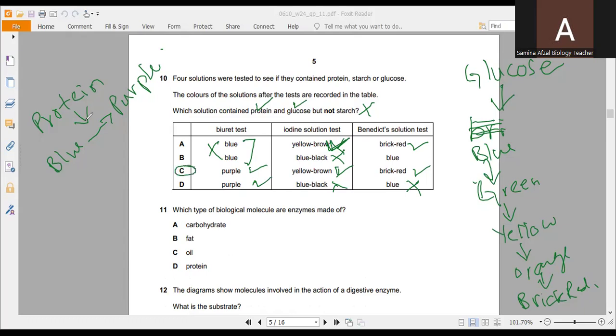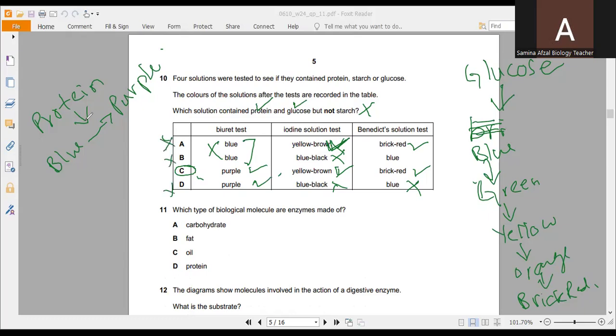Because according to the question, protein should be present. So the Biuret solution color is changed from blue to purple only in C, in D as well, but iodine solution should not be present. Starch is not present. So the color of iodine solution should remain yellowish brown, and on the other hand, the Benedict solution should be changed to brick red color. So C is the correct option.